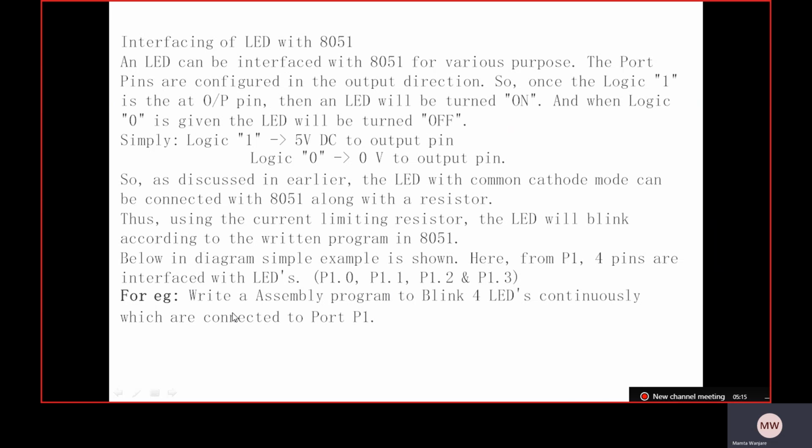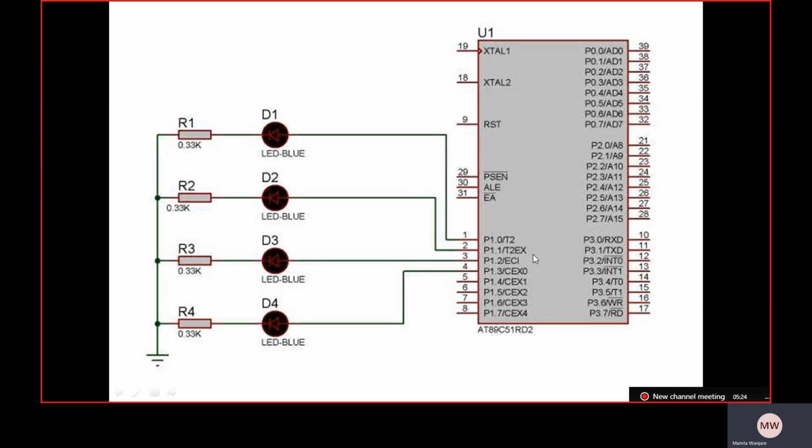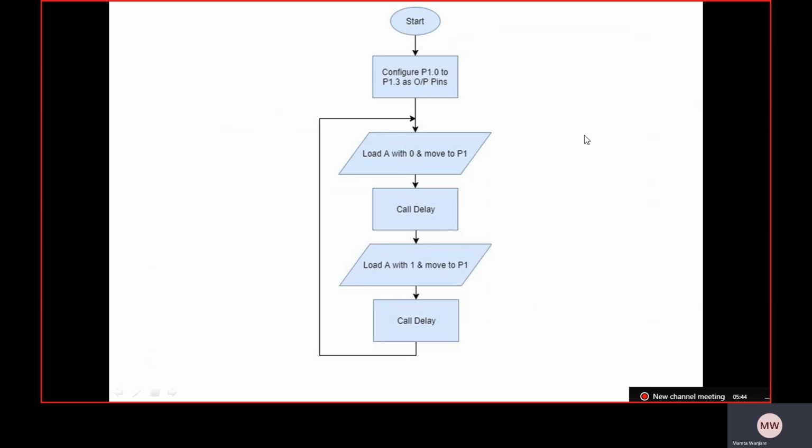From that we have to write an assembly program to blink the 4 LEDs continuously which are connected to port P1. These 4 LEDs are connected to port pins 1.0, 1.1, 1.2, sorry, 1.3, using a resistor. That is the interfacing diagram.